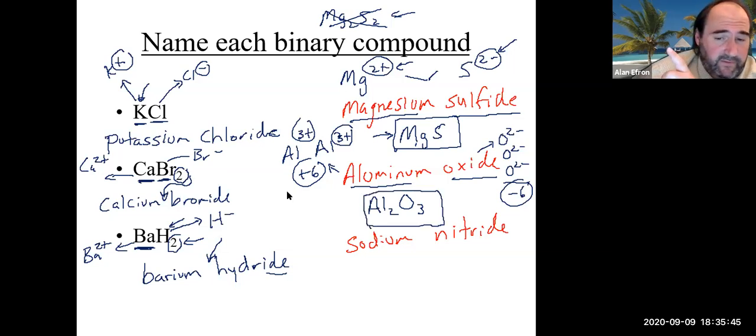This would be one where if you did do the switch down and across, you would be okay. You would actually get the right formula in this particular case. And lastly here we have sodium, which is a metal, nitride, which is a nonmetal, nitrogen.